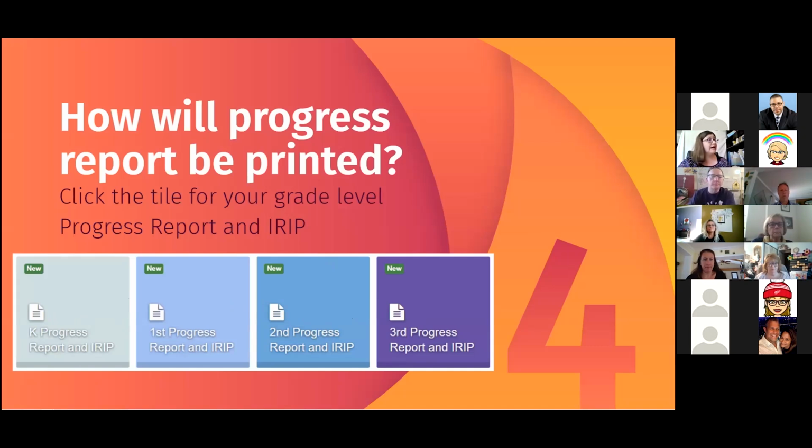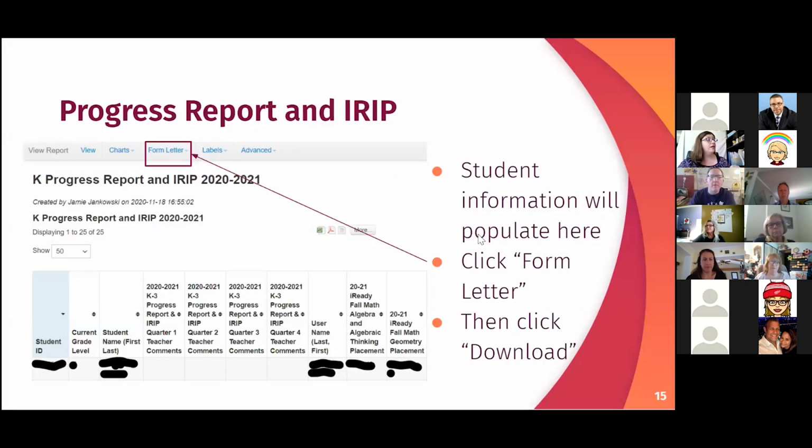So when you click on this tile, this is all going to populate for you. It's going to have all of their iReady scores, the breakdown scores, your student name, your student ID, all your name is already going to be in there. All of that information is already going to pre-populate for you. And all your comments that you put into the comment report will automatically pull into this one. So all you have to do is download the report.